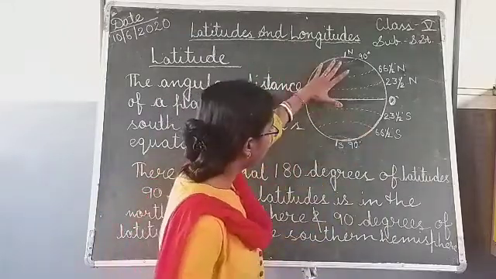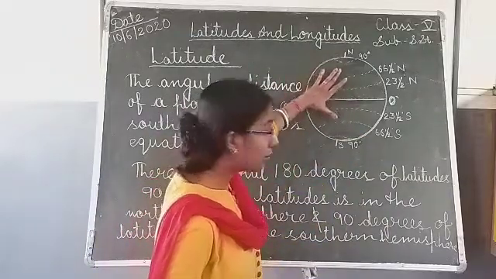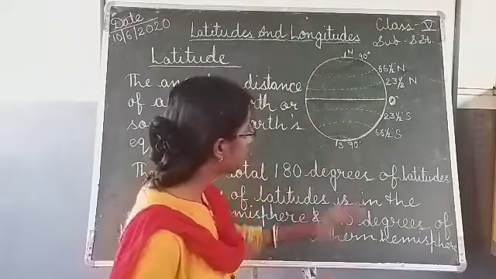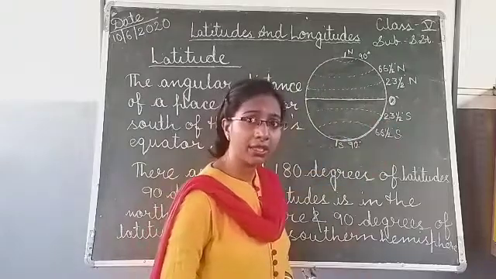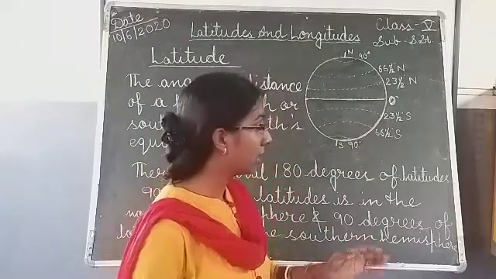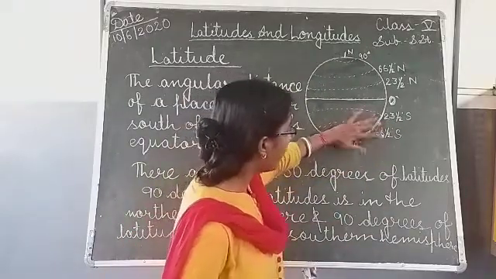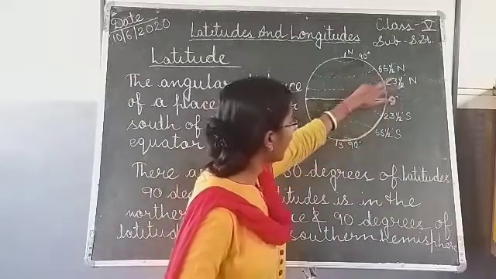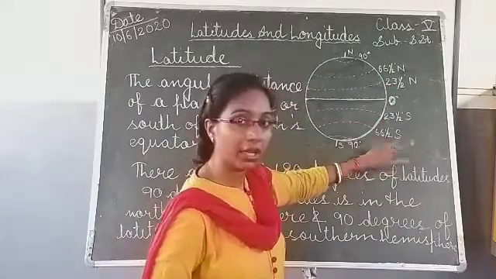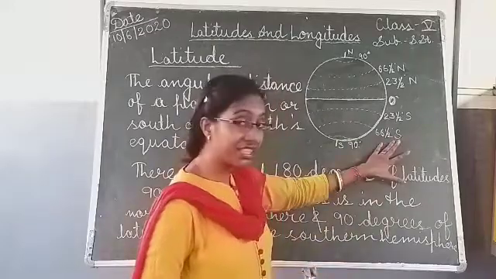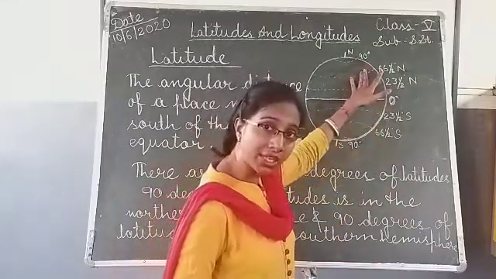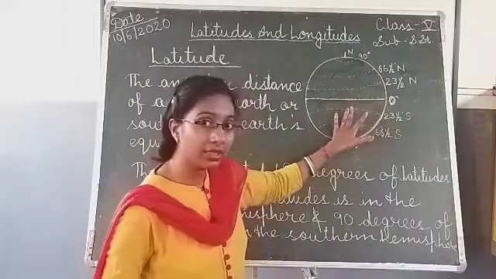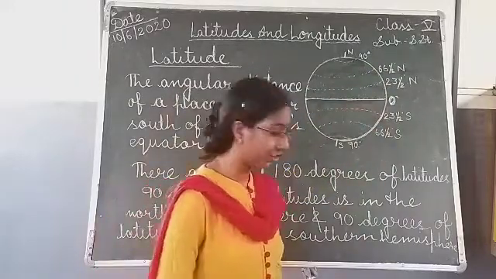As you have seen, I have drawn a model of the globe, and all the lines are followed by numbers, and also followed by N or S, which tells us whether the line is in the north direction or in the south direction.